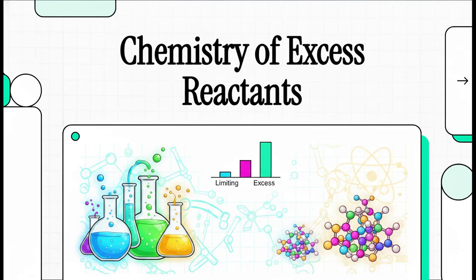Today, we are diving straight into the chemistry of excess reactants. It's an explainer on one of the most crucial, yet kind of misunderstood concepts in stoichiometry, calculating exactly how much of your excess reactant is left over when a chemical reaction finally comes to a stop.